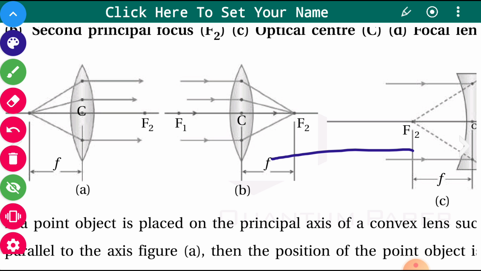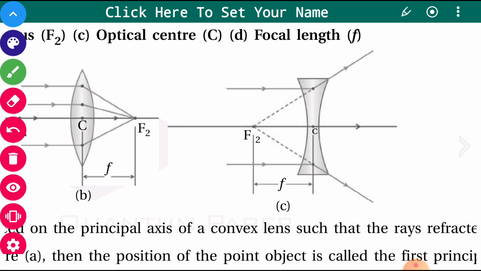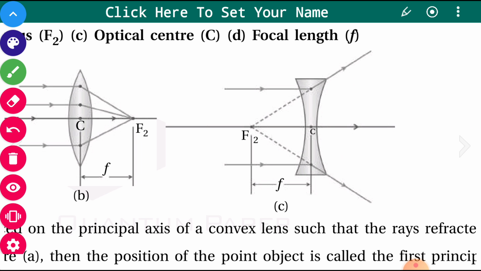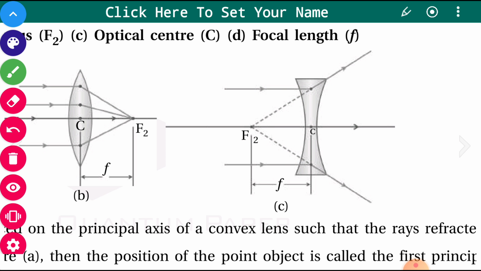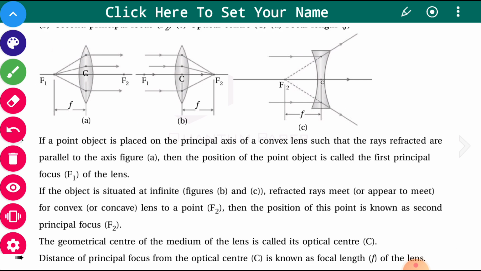Similarly, for the concave lens, the rays which are parallel to the principal axis will diverge, they will go away from each other, and if they are extended back, then they will form the image on the same side of the object, which is a virtual image. This cannot be taken on the screen, and this point is called the focus of the concave lens. This you have already studied in your 10th standard.